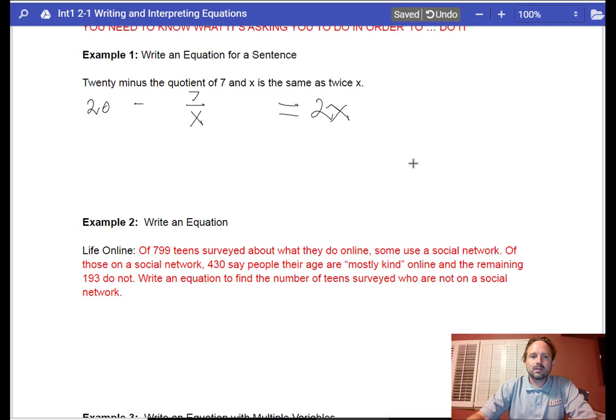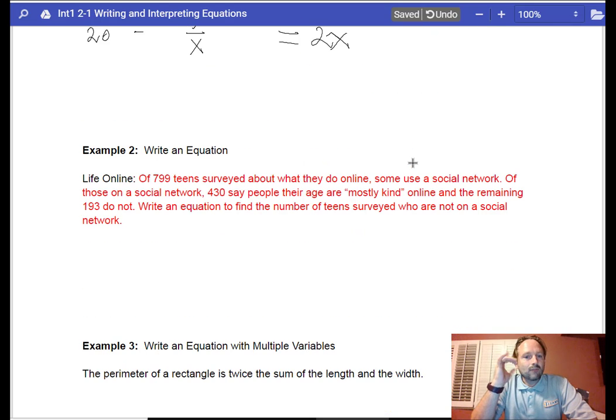Example 2. Write an equation. Remember, if it's in red, don't write it, paraphrase it. Of 799 teens surveyed about what they do online, some use a social network. Of those on a social network, 430 say people their age are mostly kind online, and the remaining 193 do not. Write an equation to find the number of teens surveyed who are not on a social network.